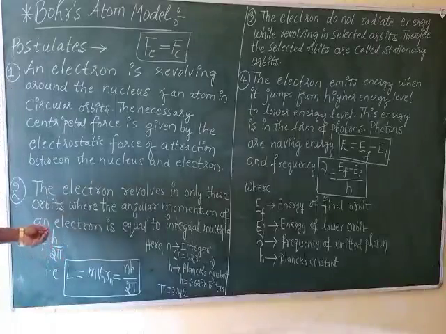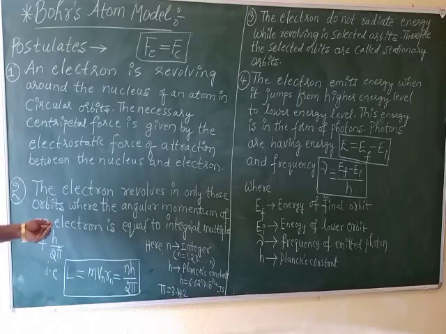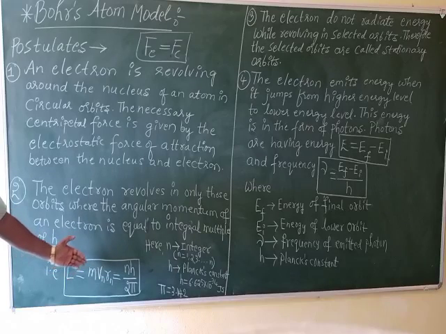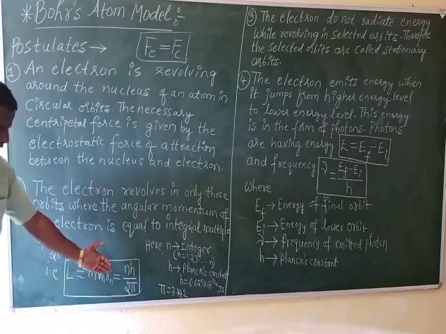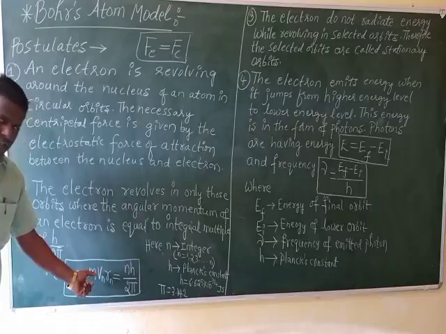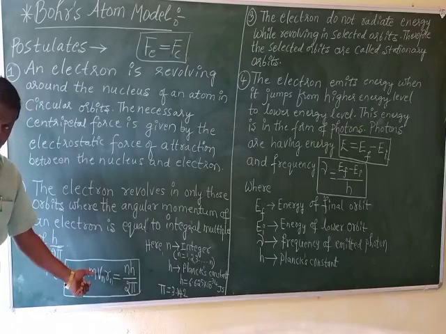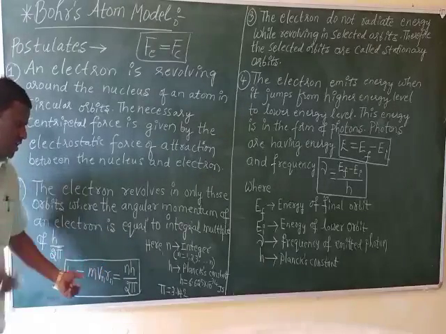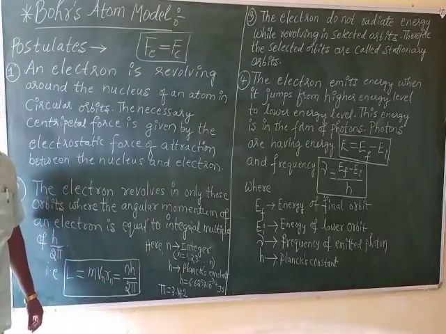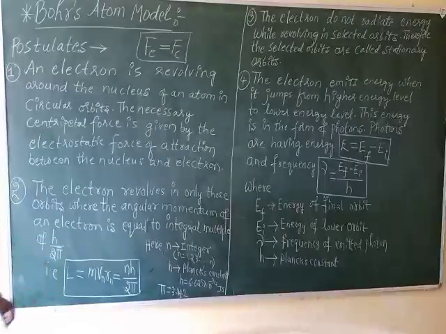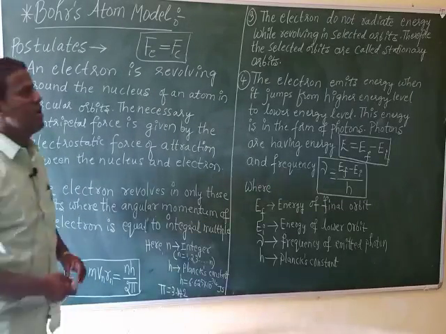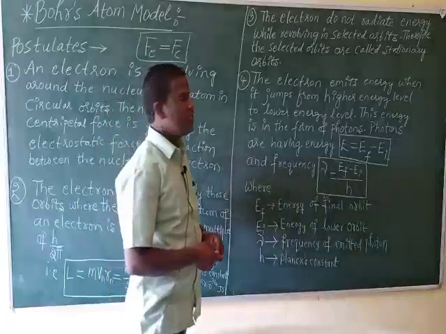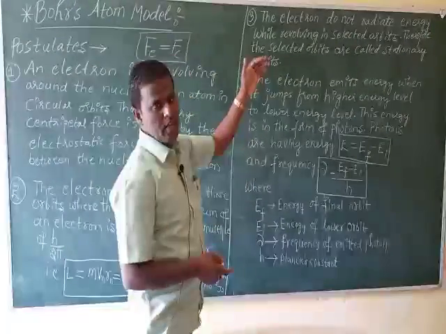And the second postulate: in which orbit is the electron revolving? The condition is L equals m Vn Rn equals nh by 2 pi. Here Vn is the velocity of the electron in the nth orbit, and Rn is the radius of the nth orbit. Where this condition gets satisfied, in those orbits the electron is revolving. What is the third one? Here the electron does not radiate energy when it is revolving in selected orbits.